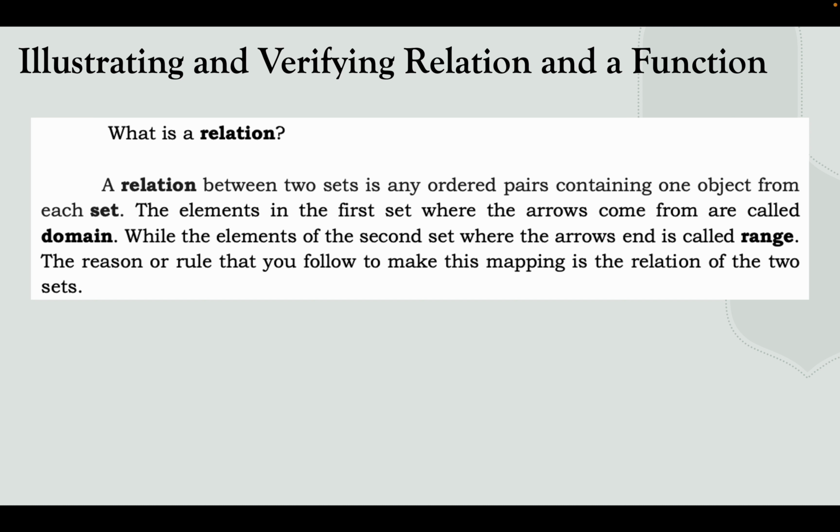So the question here is, what is a relation? A relation between two sets is any ordered pair containing one object from each set. That means the elements of the first set, where the arrows come from, are called the domain. So the first set, on the left side facing the screen, is called the domain. While the elements in the second set, where the arrows end on the right side facing the screen, are called the range. The rule that you will follow to make this mapping is the mapping of the relation of the two sets.